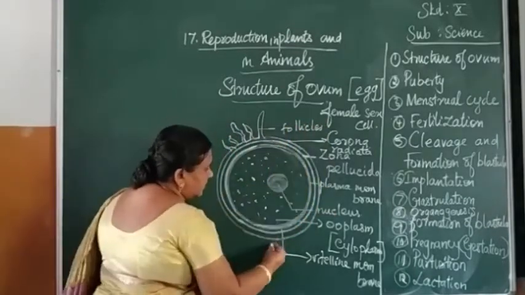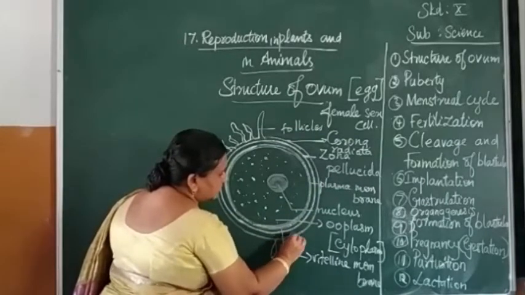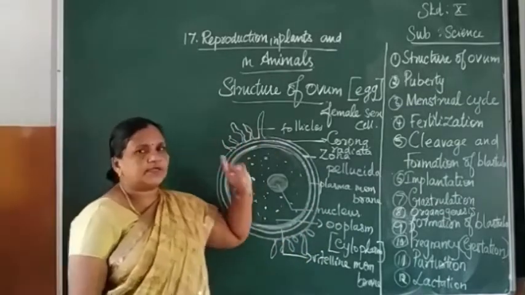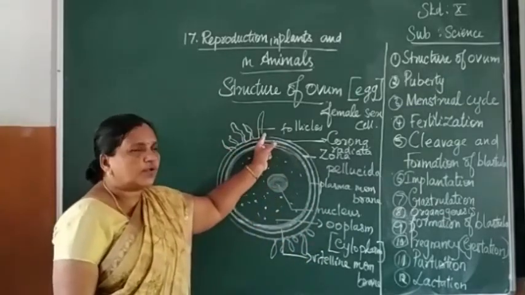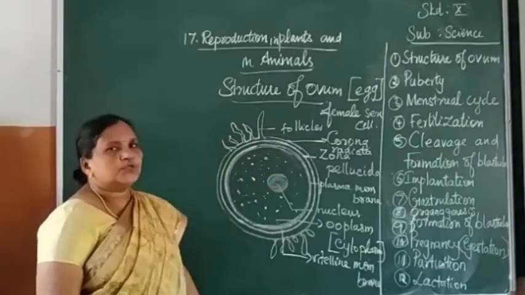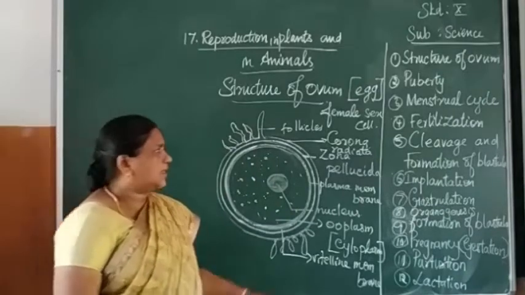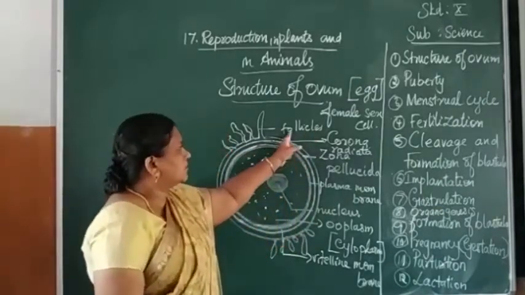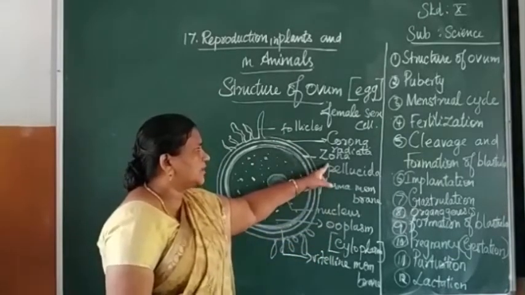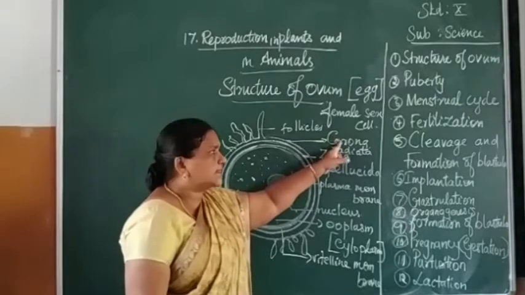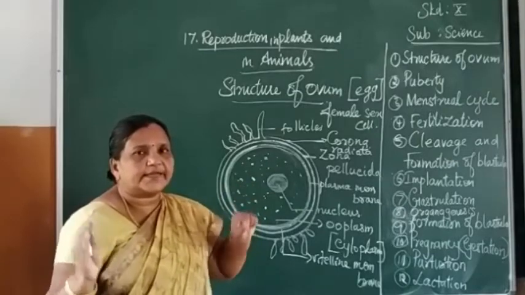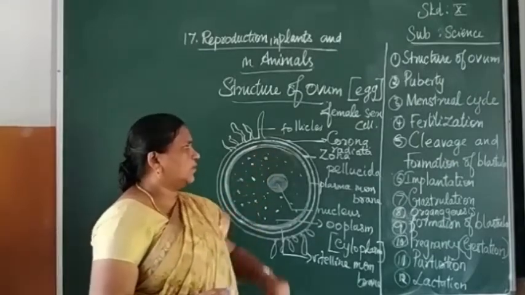Completely it is surrounded by the follicles. Throughout this structure, we have to draw the follicles also. So the third layer, the corona radiata, has the follicle cells. It is somewhat thicker than the other two layers. So totally three layers are present on the egg cell, the female sex cell. First one is the vitelline membrane, then the second one is the zona pellucida, and on the outer side we can see the corona radiata with follicle cells. They are attached to the corona radiata.